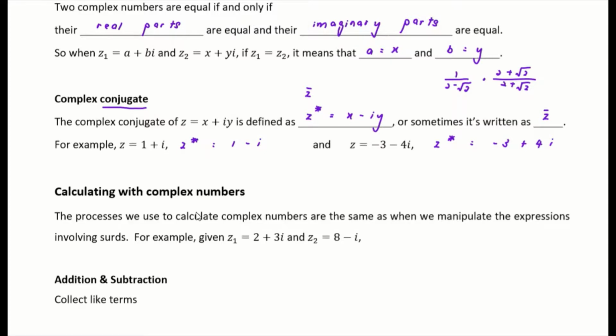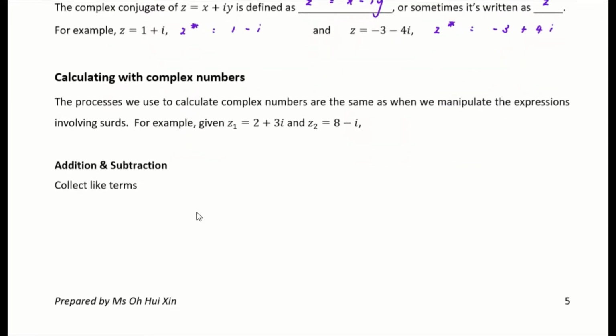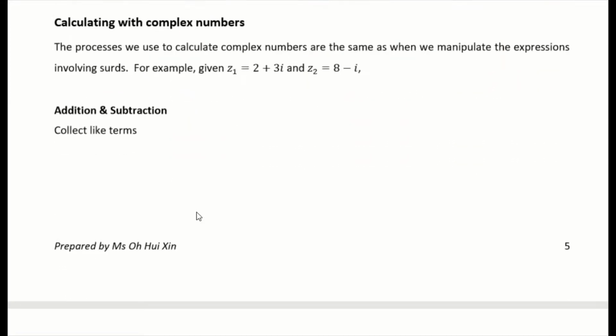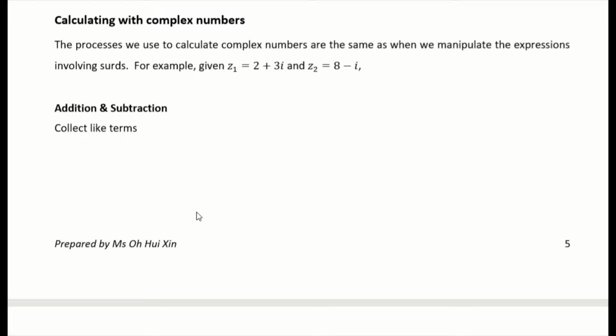Okay, so now we'll look at the simple operations using two complex numbers. We are going to look at the addition, the subtraction, the multiplication, and also the division. The processes that we use to calculate complex numbers are actually the same as when we calculate expressions involving surds. So that's why you have the conjugate just now.